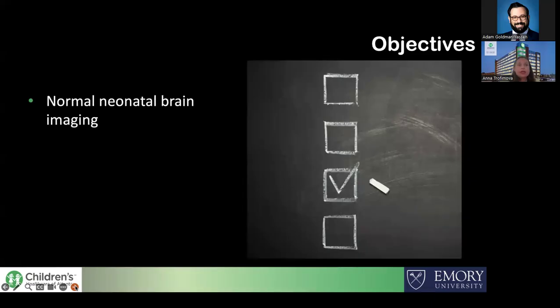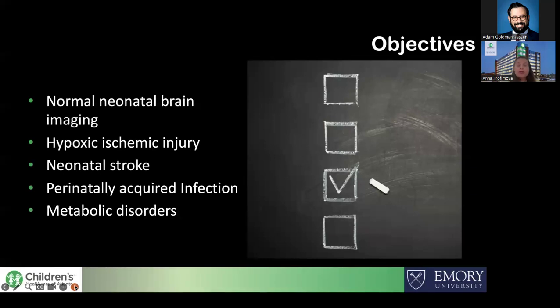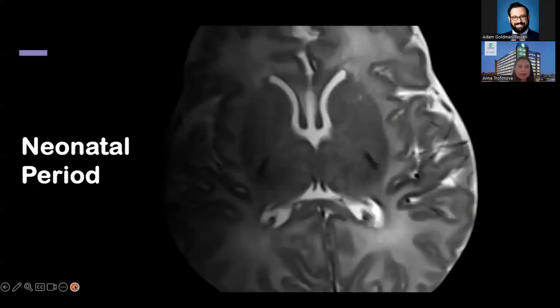And just to give a quick overview of this lecture, we're going to start with discussion of normal neonatal brain imaging appearance. After that, we're going to spend some time discussing hypoxic ischemic injury. We'll talk a little bit about some imaging aspects of neonatal stroke. We'll take a look at some perinatally acquired infections, and we're going to wrap up this lecture with a brief discussion of the metabolic disorders that can present in the neonatal period.